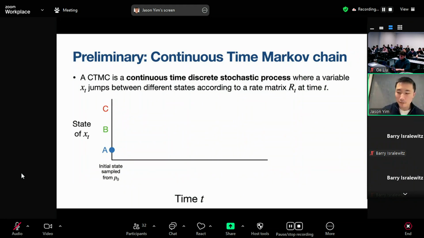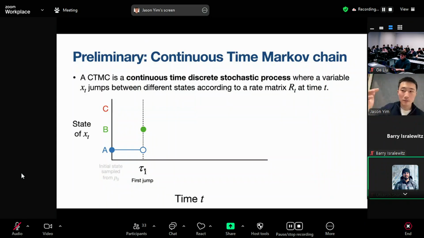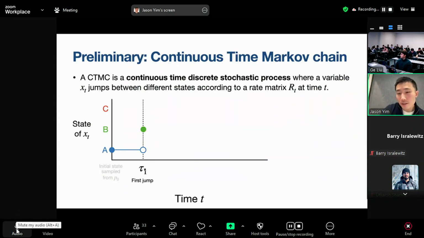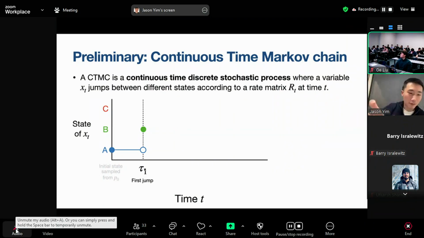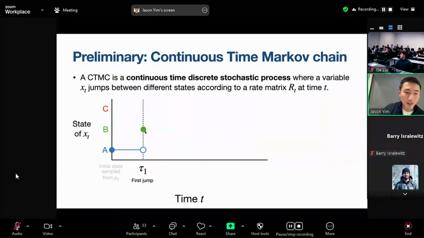But here's a very quick overview of how it works. Let's say at the very beginning of my diffusion or flow, my state is going to be at A here. And then as time goes, there's going to be a time here where I'm going to make this jump. Yeah, there's going to be a first jump, and so it's going to become B here.